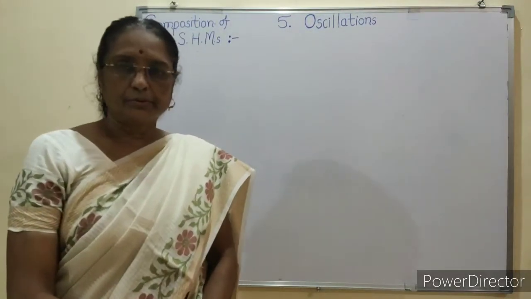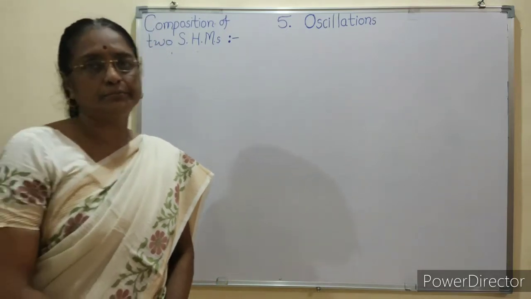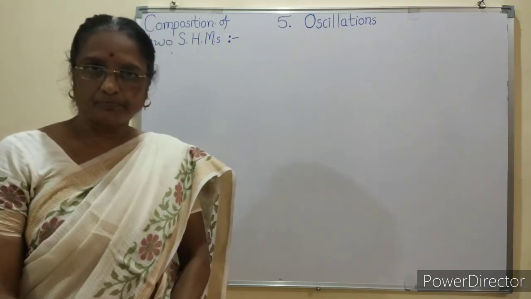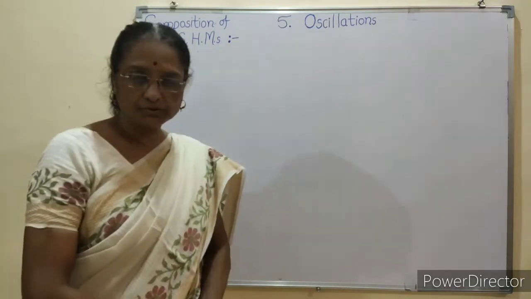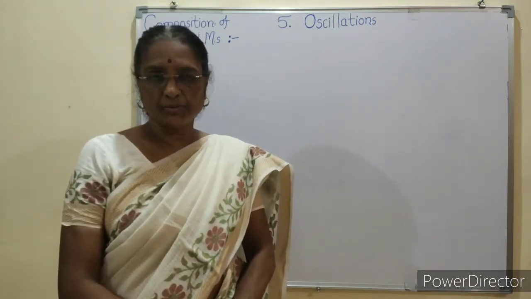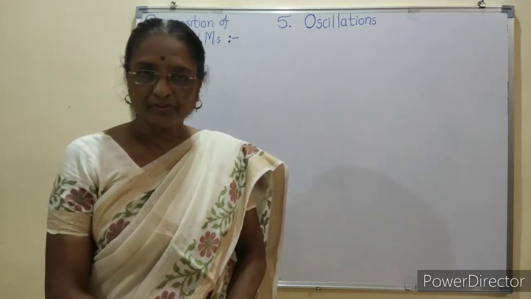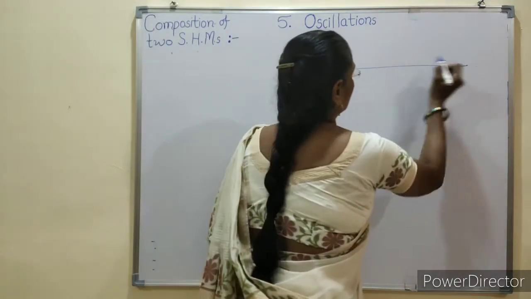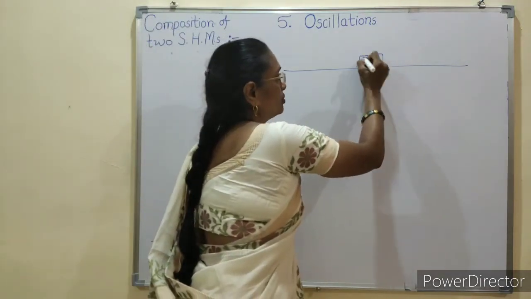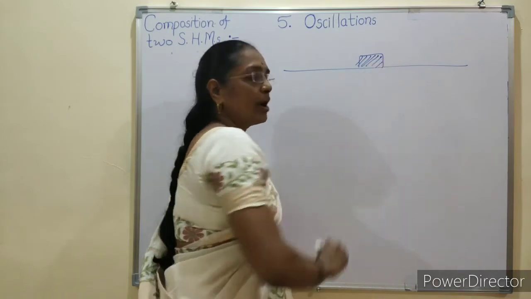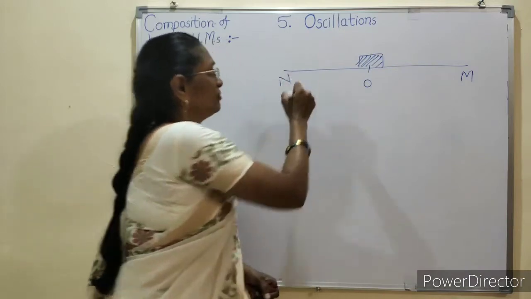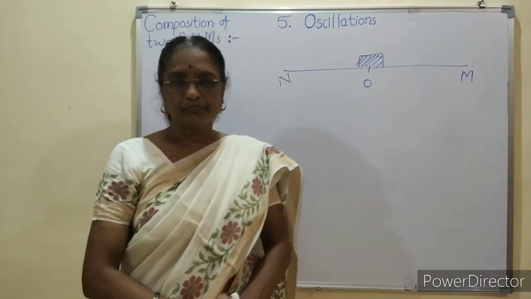Hello students, today we are going to consider the composition of two S.H.M.s. In the beginning of the chapter Oscillations, we have studied one experimental arrangement of a spring mass oscillator. On a horizontal straight line path, the oscillator moves to and fro about the mean position O. Extreme positions we have denoted by M and N.